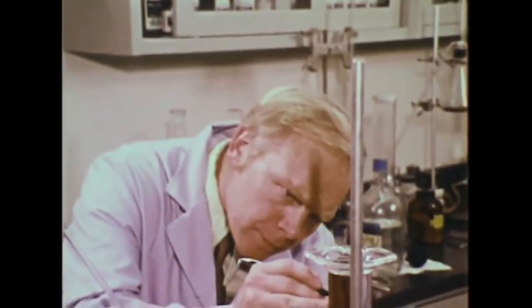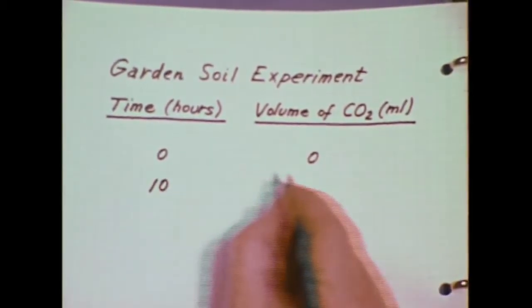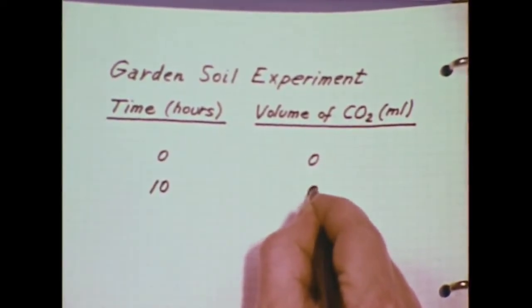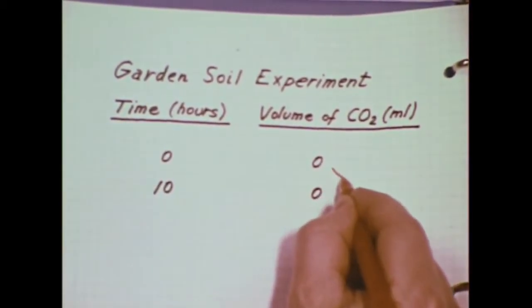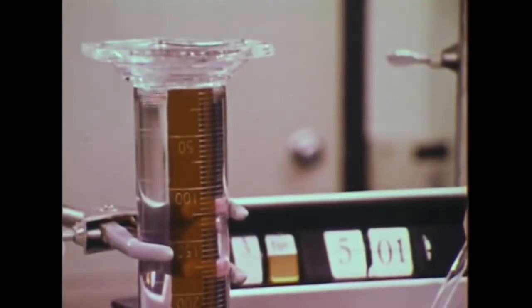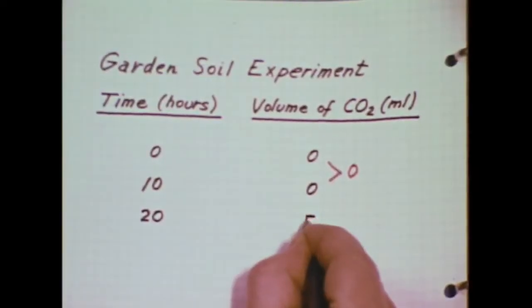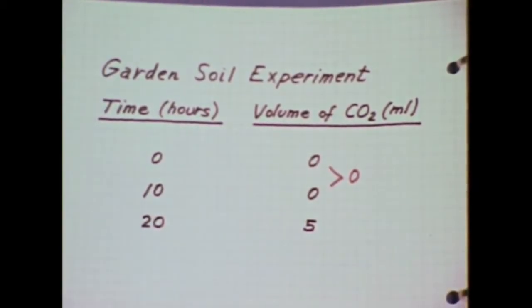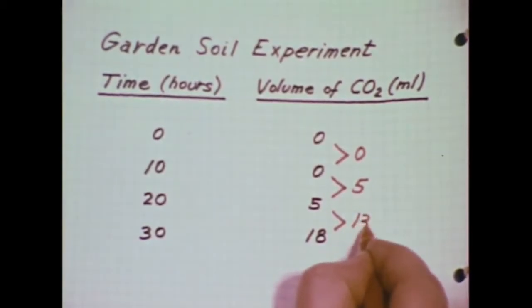It's 10 hours after the start of the experiment. Time to take the first reading. Hardly any CO2 has collected. Ten more hours have passed. Now we have some CO2. 5 milliliters have collected. After the third 10-hour time segment, there are 18 milliliters of CO2. The reaction is speeding up.